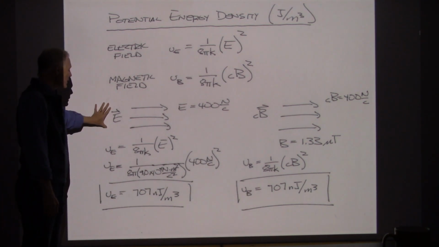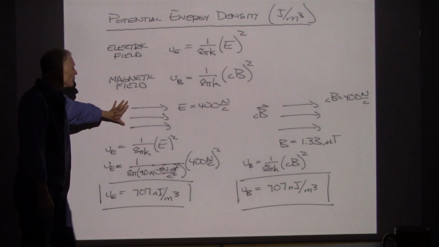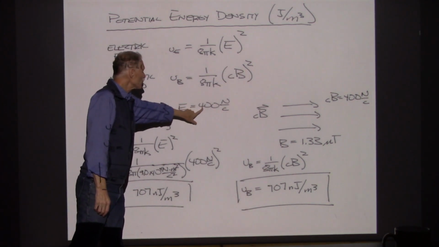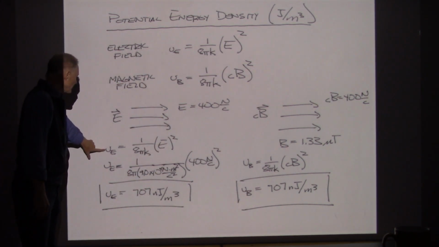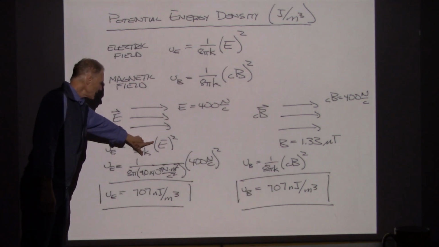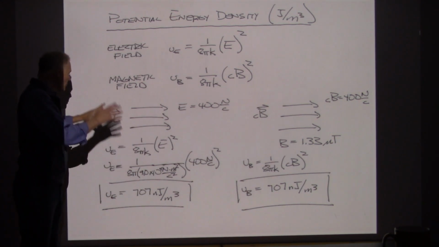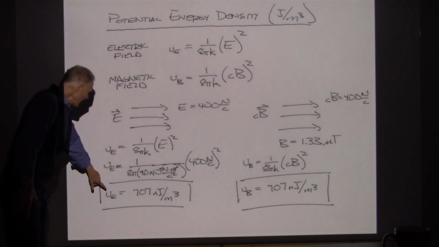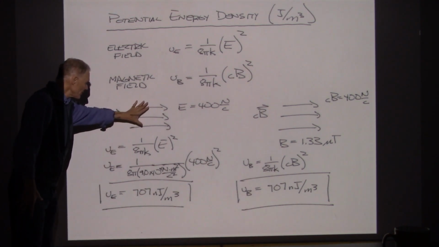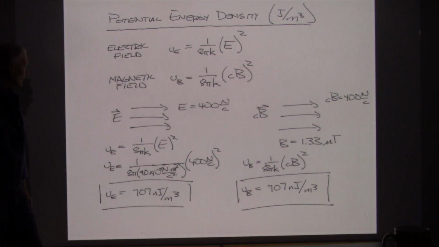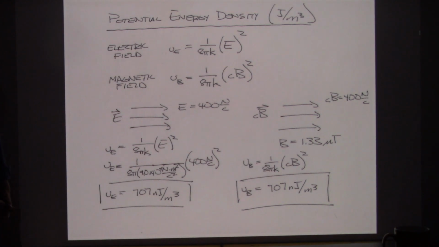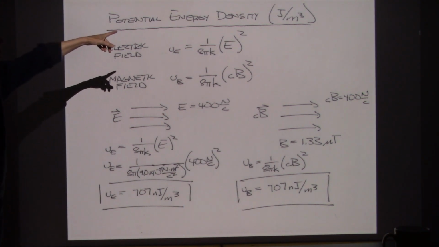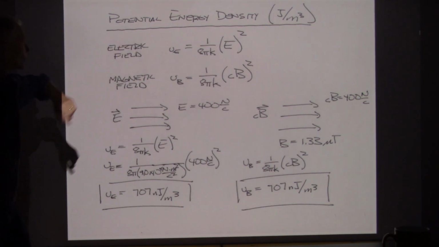Let's say we have a region where the electric field is 400 newtons per coulomb. The energy density would be 1 over 8 pi k E squared. Plug all the numbers in, check the units. The energy density within this electric field would work out to be 707 nanojoules per cubic meter. So again, it's an energy density. It's not just an energy. The units are going to be in joules per cubic meter.